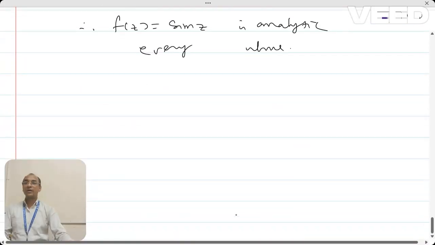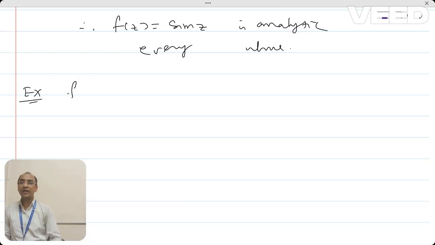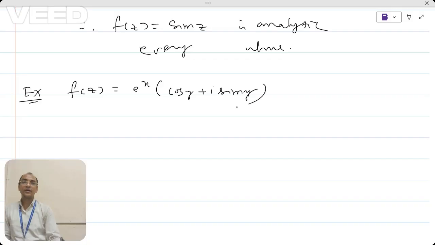Everywhere. Now another problem I will do here. Take the analyticity of, say, I will write f of z equal to e to the power x into cos y plus i sin y. So whether this function is analytic or not. In order to use the CR equation, we have to find the real as well as imaginary part. So let us find the real and imaginary part.